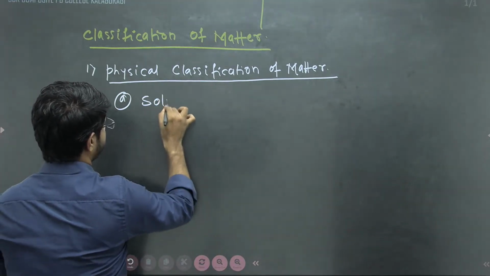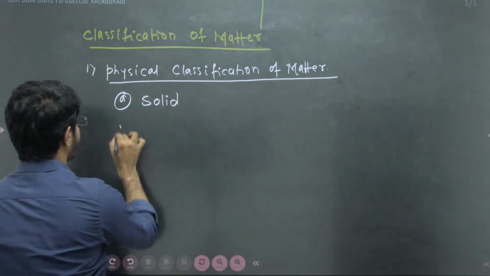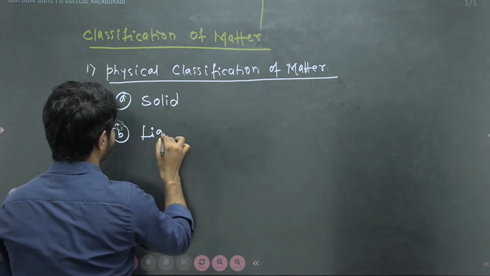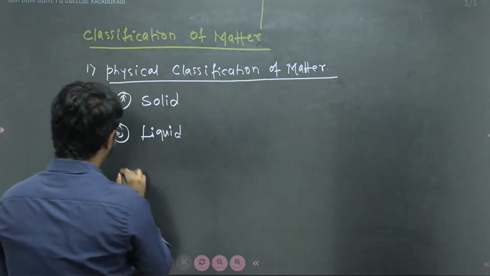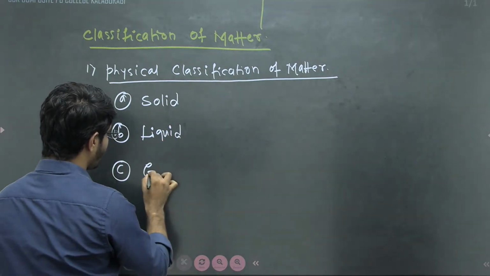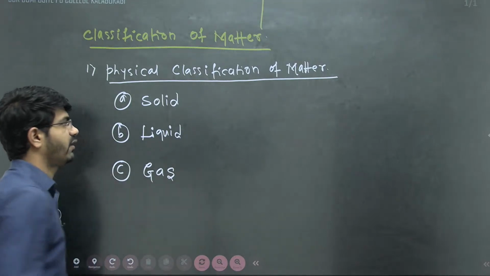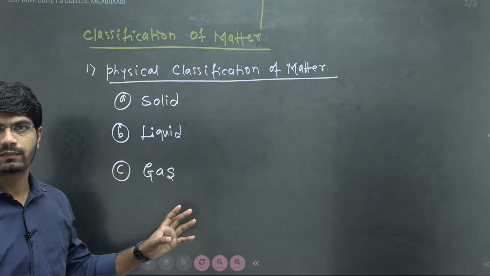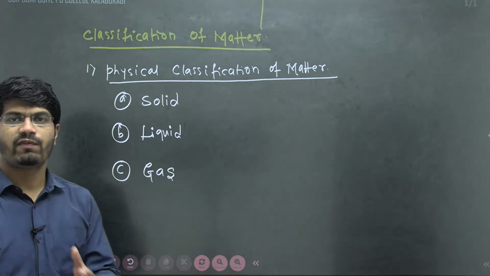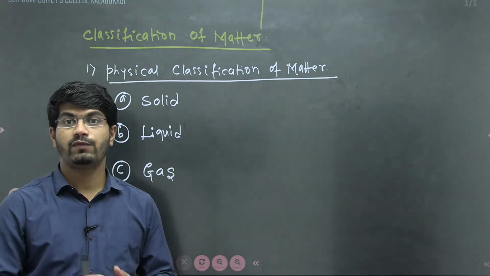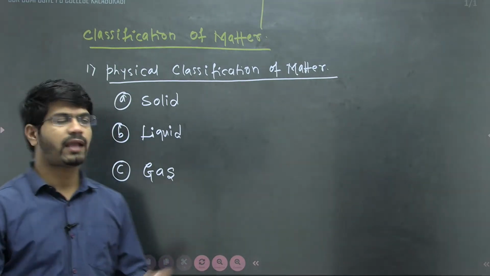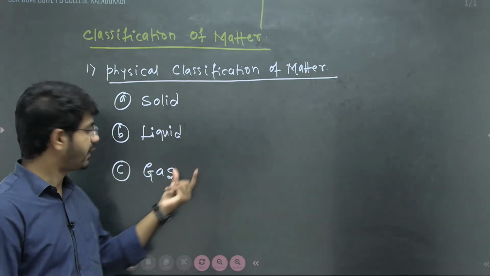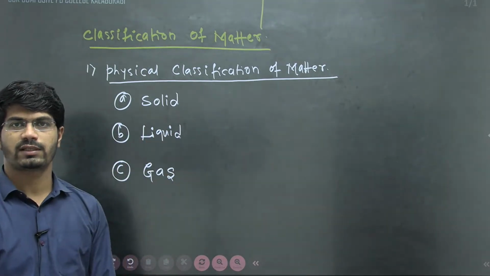solid. Second, matter can exist in the form of liquid, and matter can exist in the form of gas. So these are the three physical states. Physical state means the existence of matter, in which phase it exists. Matter can exist in the solid phase, that is the solid state. It can exist in the liquid phase. It can exist in the gaseous phase.